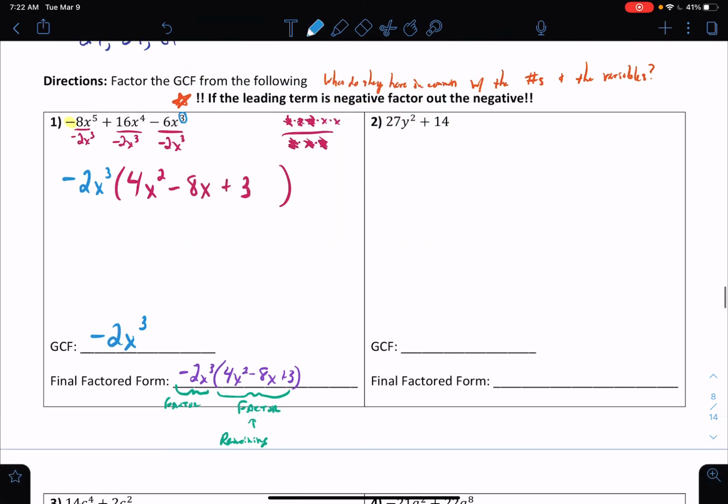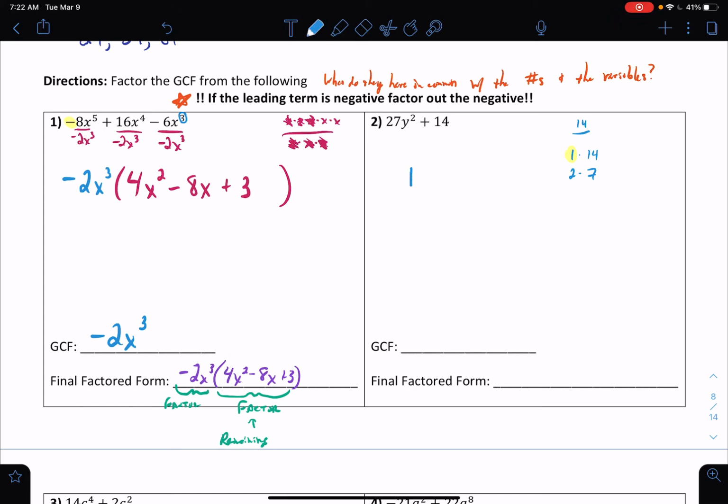Here we've got 27y squared plus 14. Well, what's the biggest factor of 27 and 14? What's the biggest number that goes into both 27 and 14? Well, to get 14, we just take 1 times 14 and 2 times 7. Which of those numbers goes into 27? Well, the only one that goes into 27 is 1. All right, so we can pull out a 1.